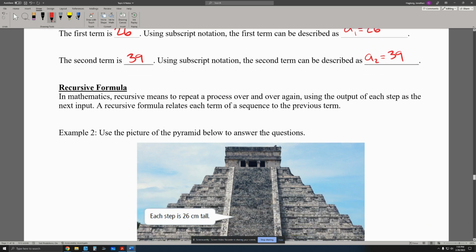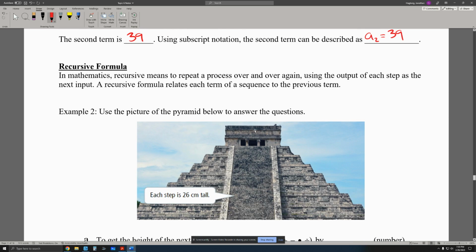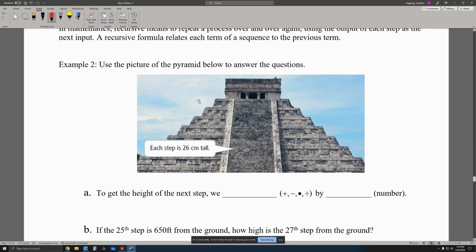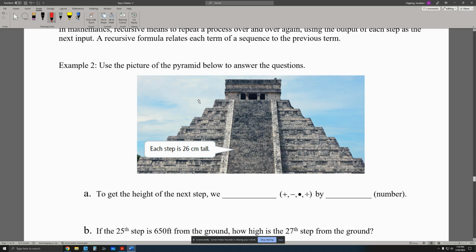Now let's talk about recursive formulas. In mathematics, recursive simply means to repeat a process over and over again, where the output of each step is the next input. So where you would get an output for one step, whatever that output is becomes the input for the next step. A recursive formula relates each term of a sequence to the previous term. Okay, so you have to have the previous term in order to get the next term. You can't just pull some term straight from the middle of the sequence without having the previous term.